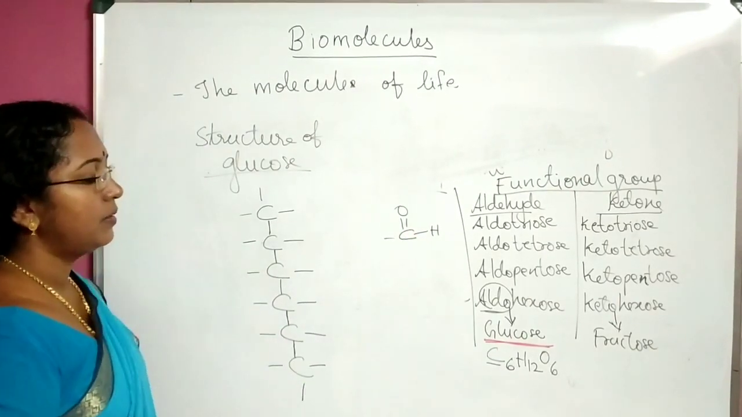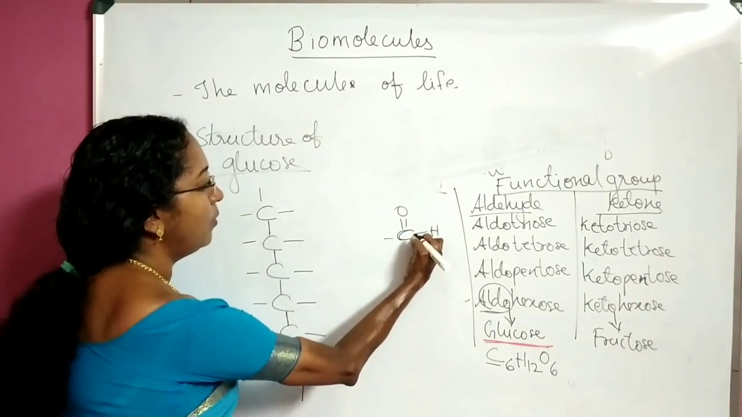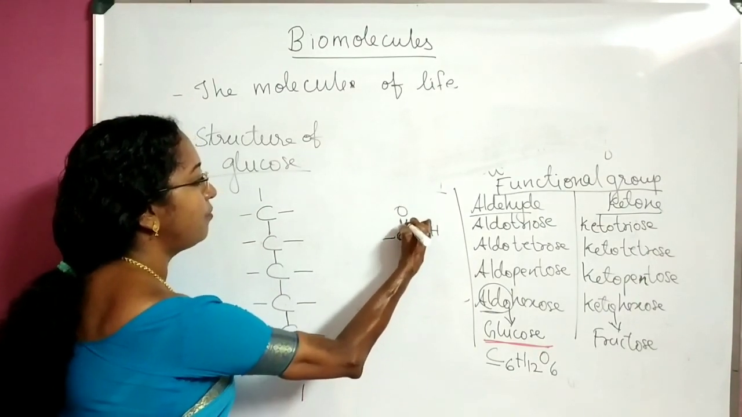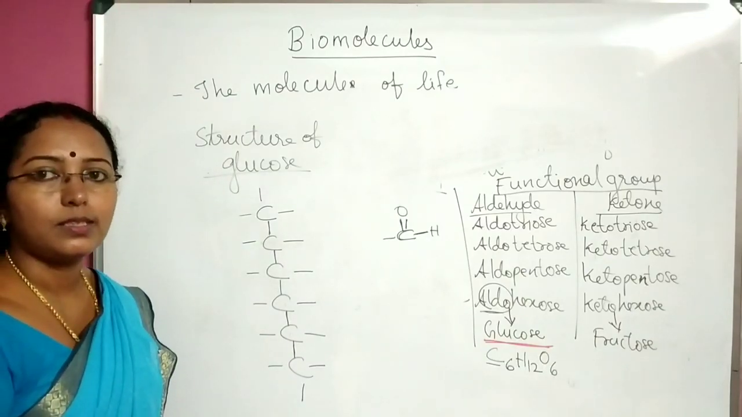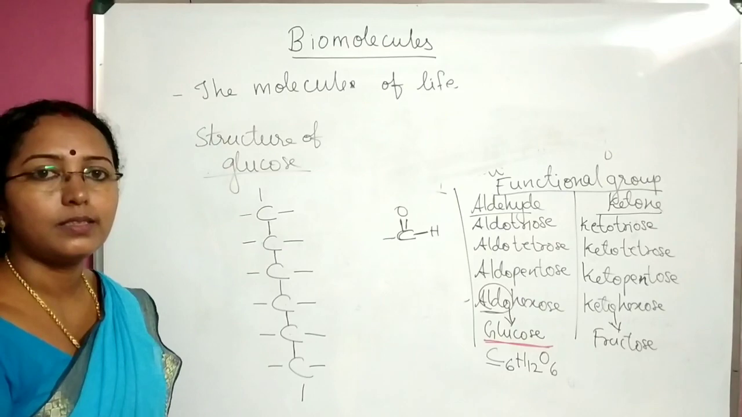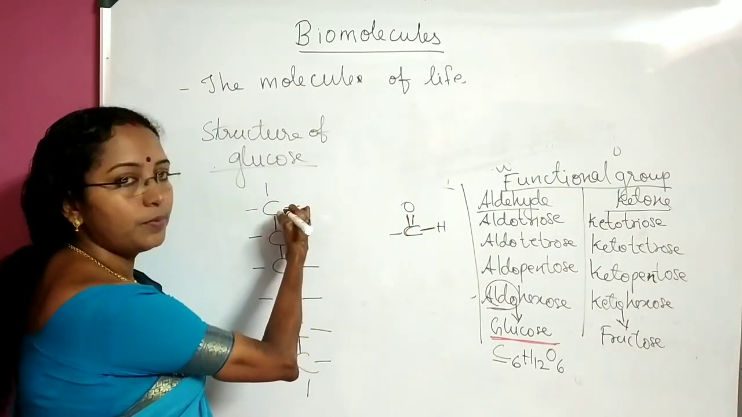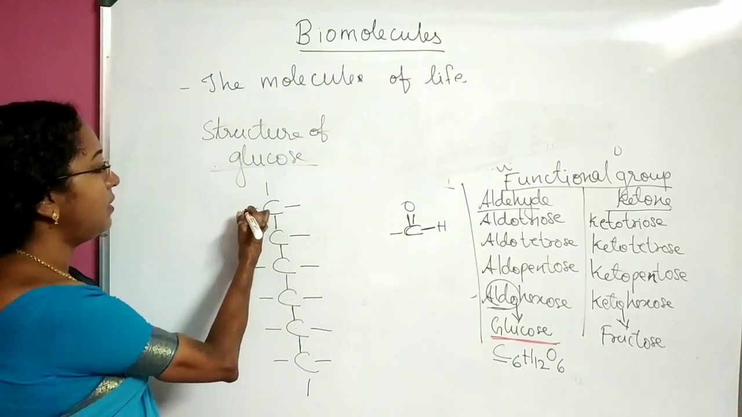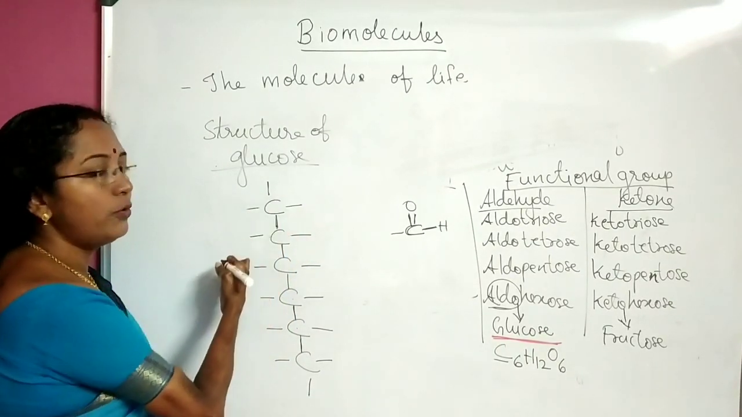Single bond. Isn't it? So carbon has 4 valencies. This is the first carbon: 1, 2, 3, 4 valencies satisfied. So I have to show this. I have to show the 4 valencies here also. So 1 valency here, 2, 3, 4. 4 valencies.